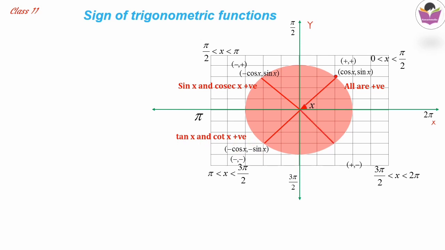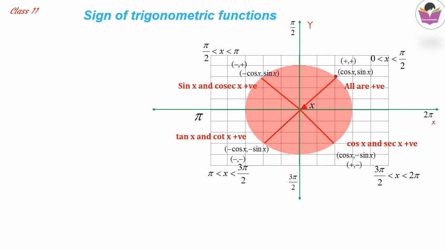And in the fourth quadrant, the point will come here, and the coordinates will change. Cos x means the x value, the positive direction of the x-axis, that's why x is positive. So cos x is positive, and this portion is the negative side of the y-axis, so the y coordinate will be negative. That means it will be minus sin x. In the fourth quadrant, cos x and sec x will be positive, because when we consider the positive values, only cos x is positive. Cos x positive means its reciprocal, sec x, is also positive.